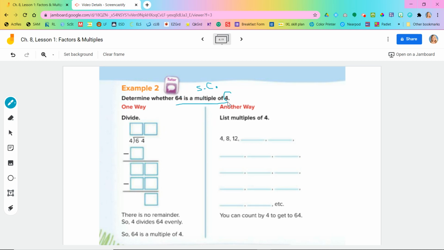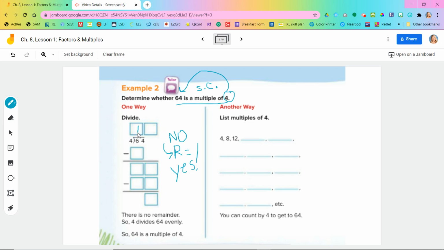If I skip count by 4s, will I land on 64? Now, the quickest way is to divide it. If I divide it and there are no remainders, then my answer is going to be yes. But if I divide it and there are remainders, then my answer is going to be no, it's not going to work out because it doesn't evenly divide.